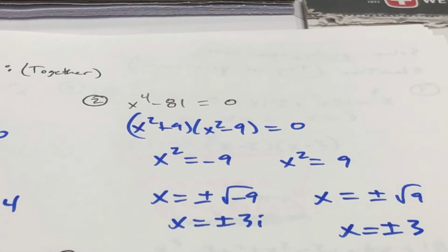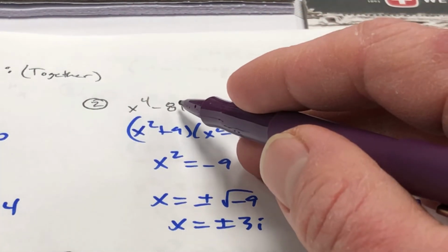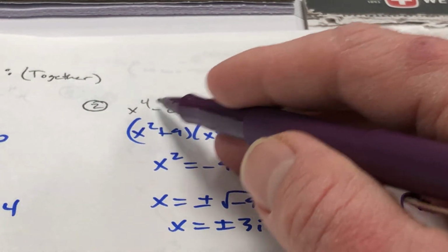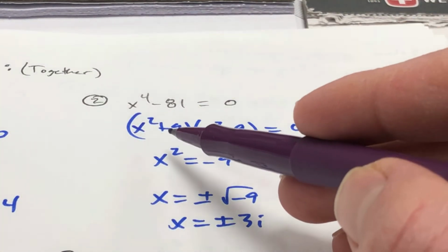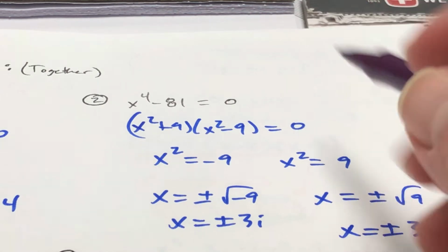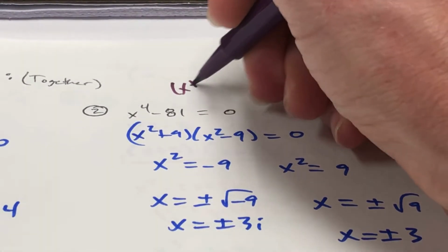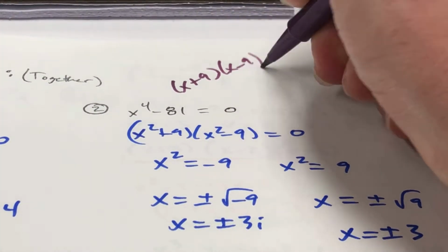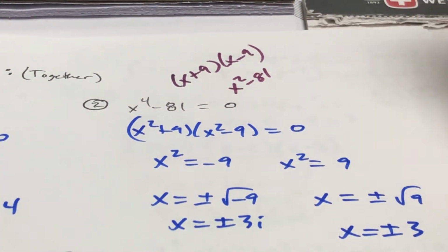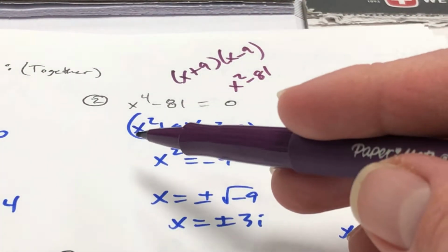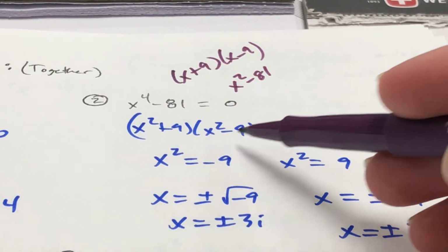Anytime you don't have a middle term, it's x to some power, mostly x squared, and a constant, we need to see, is this a difference of 2 perfect squares? And it is. Is there any number that multiplies to 81 and differs by 0? There's no middle term, and it's positive 9 and negative 9. So I wouldn't say x plus 9, x minus 9, because that's going to give me x squared minus 81, and this is close. Instead, it'd be x squared plus 9, x squared minus 9.